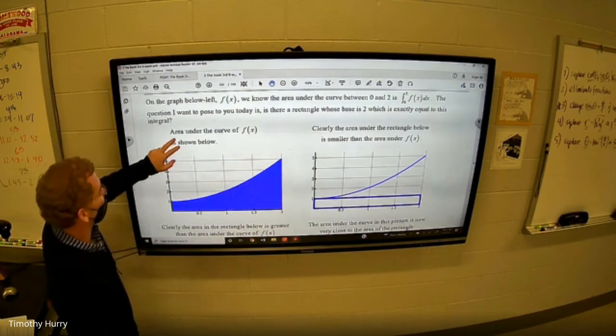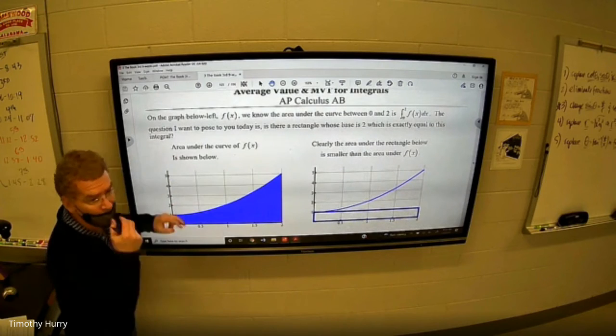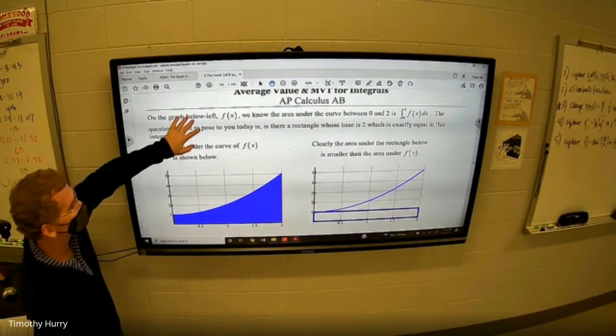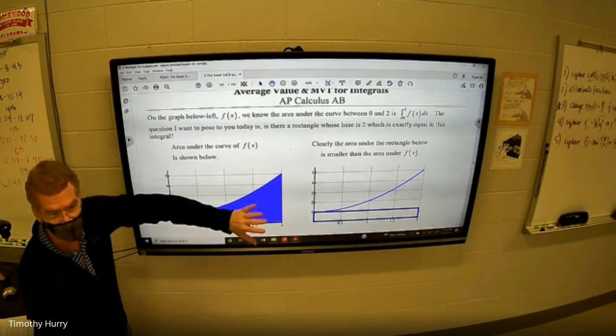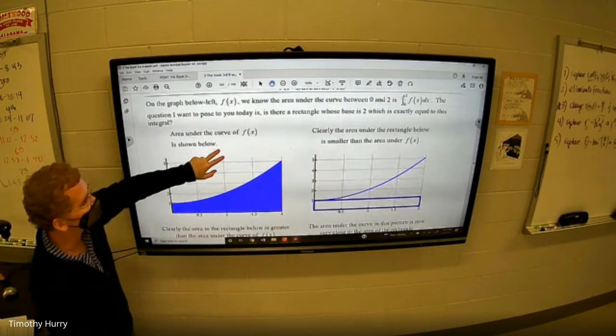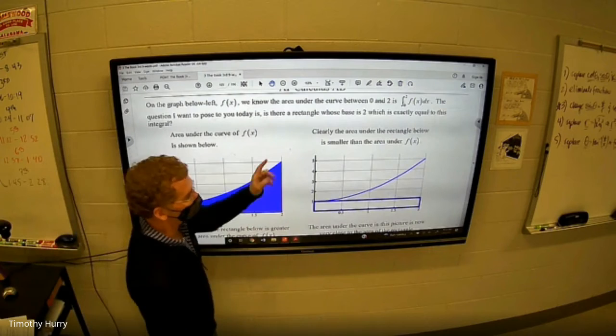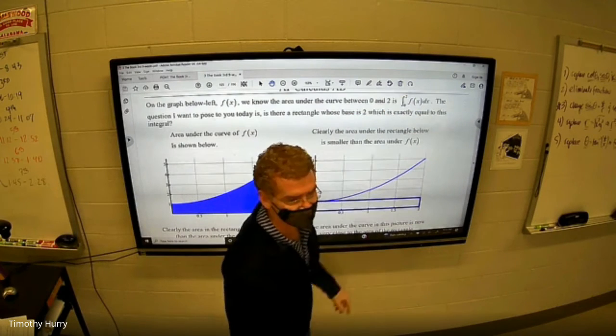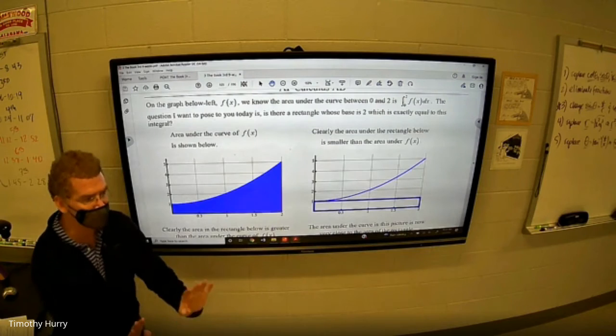But let me just walk you through where this formula we're going to use comes from. So right here, doesn't it make sense to you that the area below this curve can be represented by the integral from 0 to 2 of f of x dx? So that part should make sense.